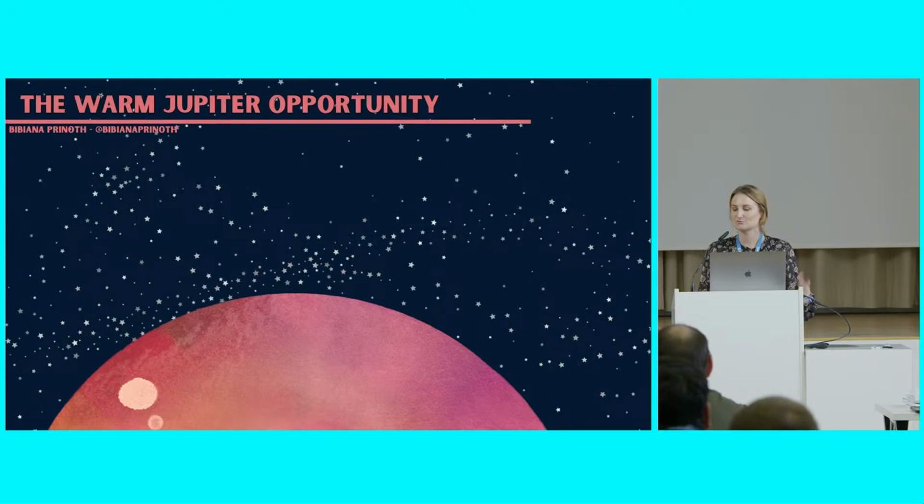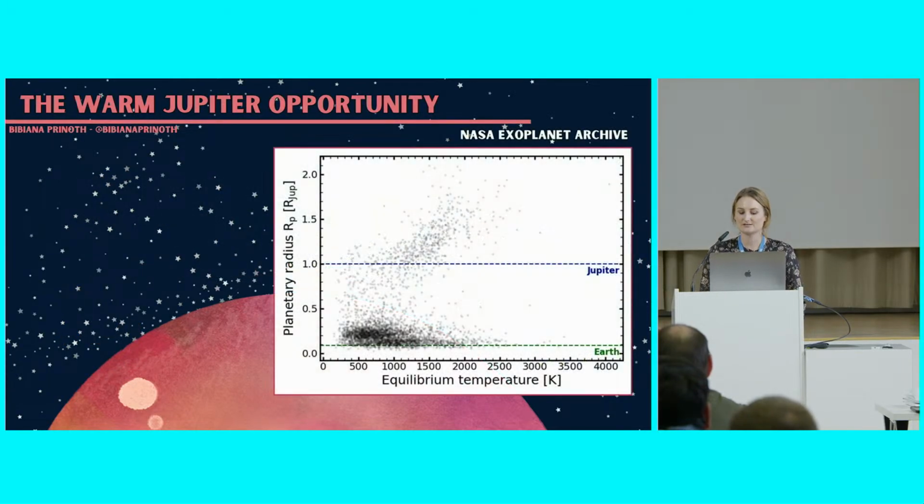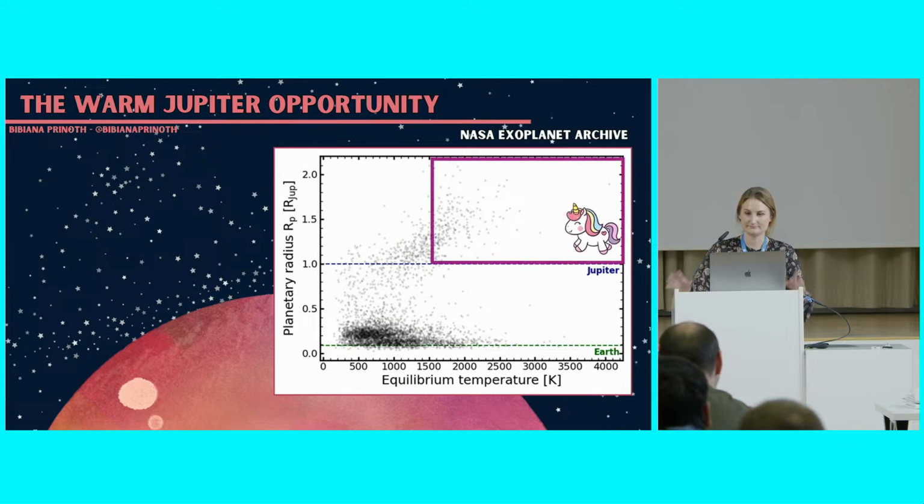That brings me to the warm Jupiter opportunity. I plot here this very famous diagram by now, the equilibrium temperature against the planetary radius. And I put here a little box for our unicorns out there. And as Mike Lyon nicely said during his presentation, they just keep on giving, so don't stop looking at them. I'm not going to say that.